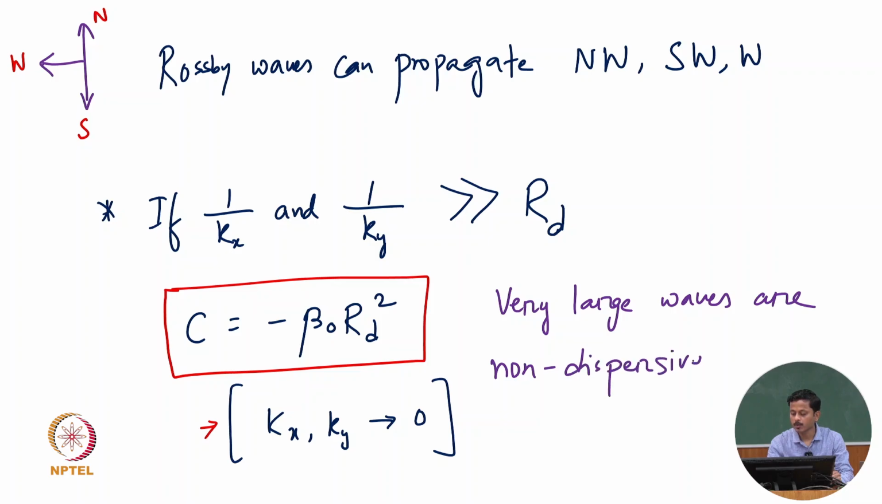Why is it non-dispersive? Because the phase speed does not depend on the wave numbers. That is, all the wavelengths, if they are large enough compared to the Rossby radius of deformation, propagate at the same speed, which is minus beta naught Rd squared. So they are non-dispersive, and because they are non-dispersive, they preserve their shape. So dispersive waves lose their shape, whereas non-dispersive waves preserve their shapes.